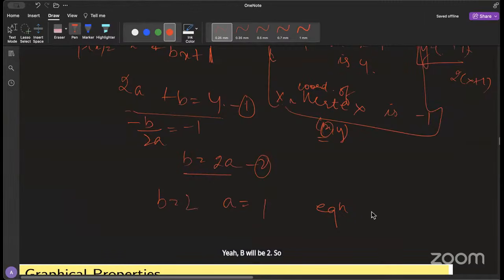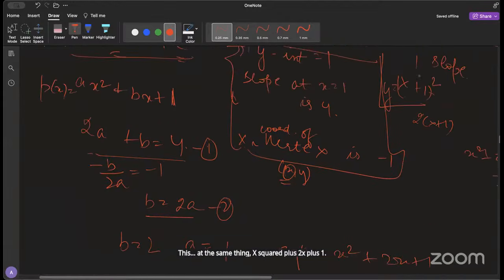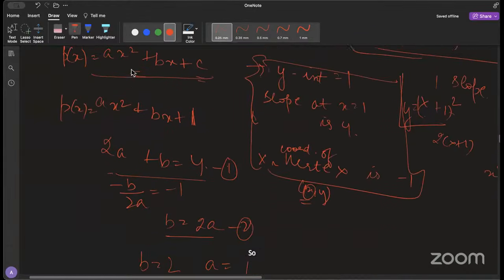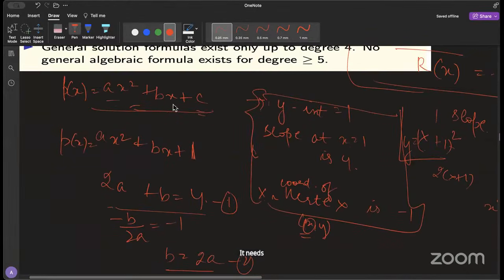So this is going to be x squared plus 2x plus 1, the same thing that we used to form this question. Is that okay? So that's how you solve and find the values of a, b, c. You'll be given information, and you just have to use that.